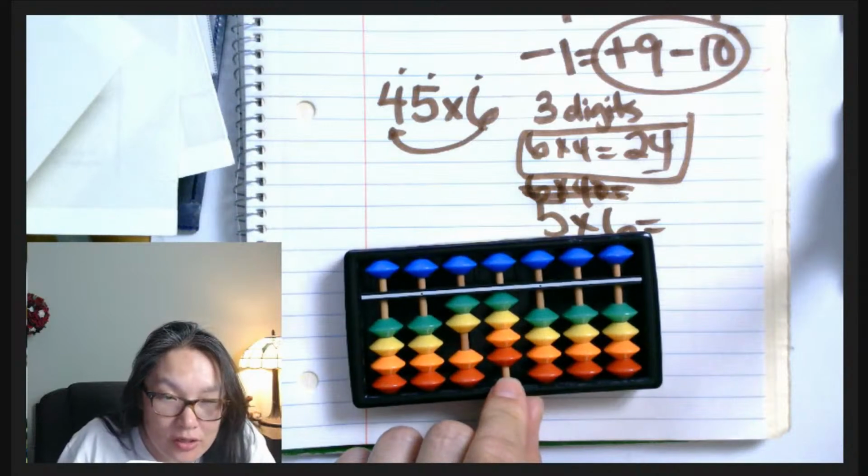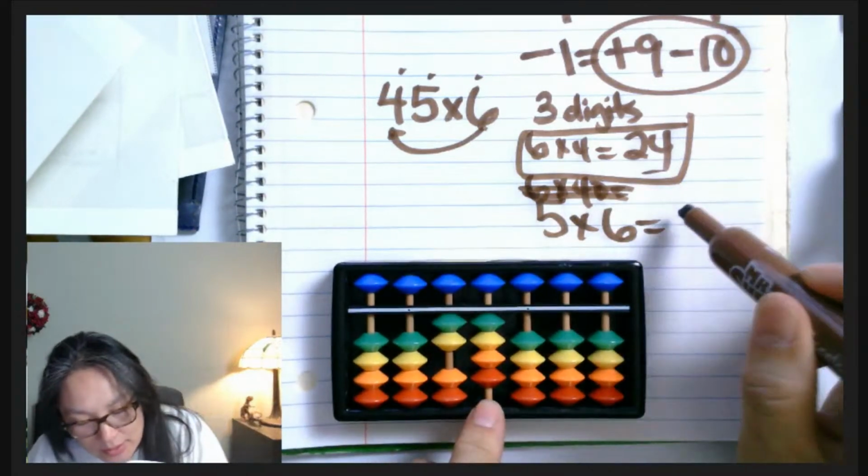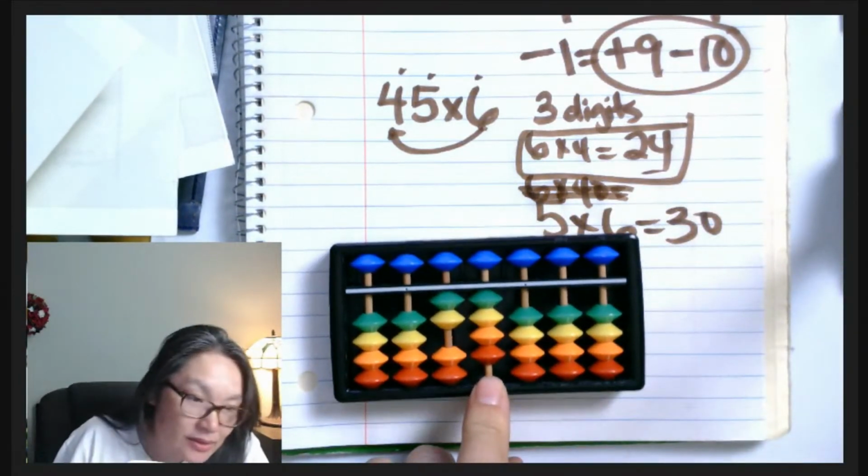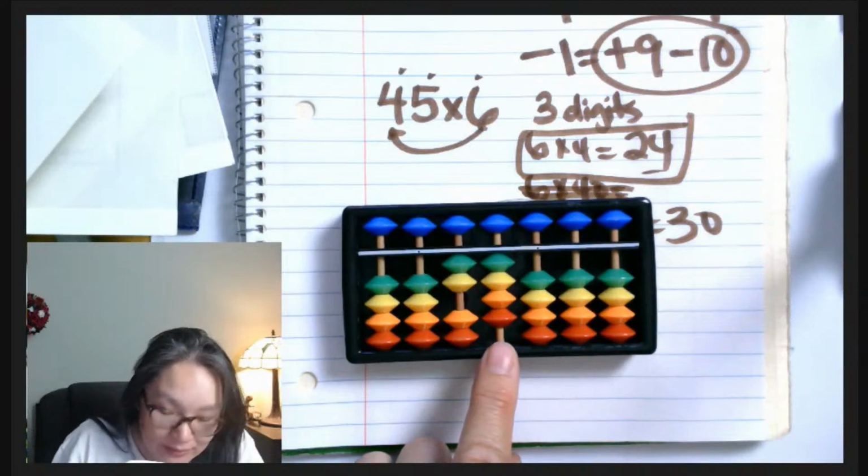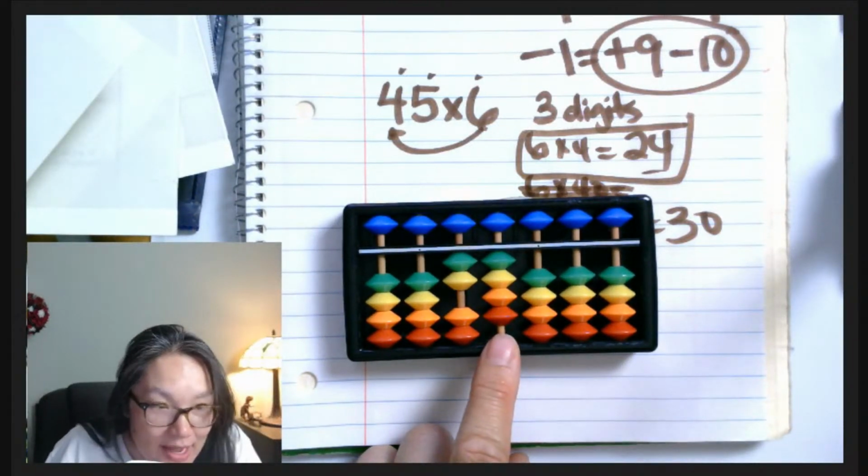So after, 5 times 6 is 30. Now what happens? Well, I need to add 3. I can't add 3. How do I add 3?